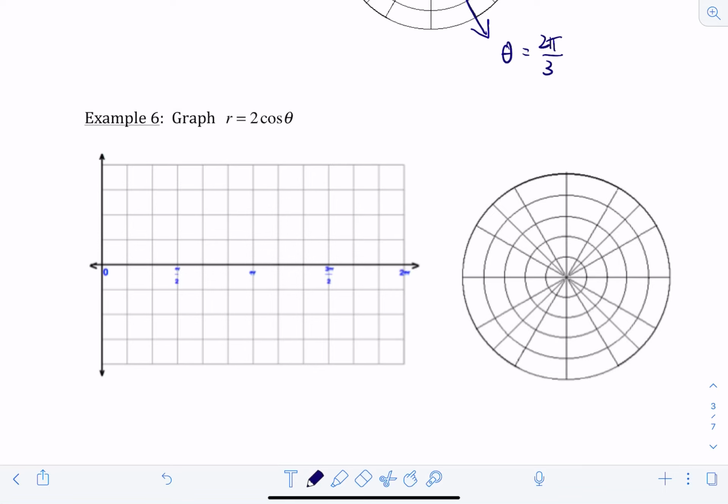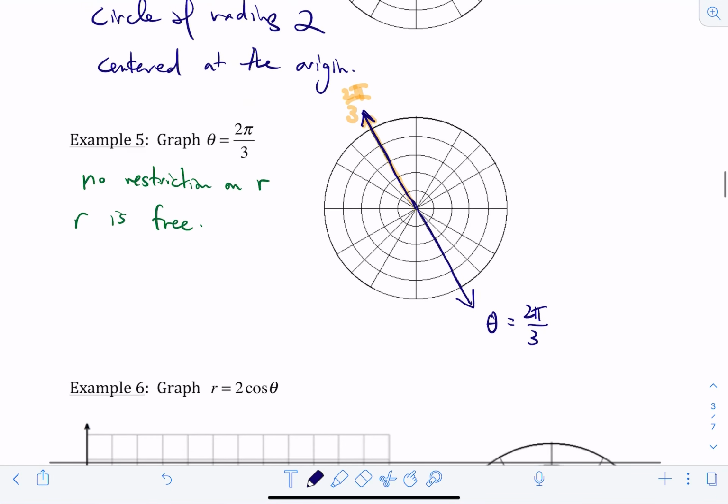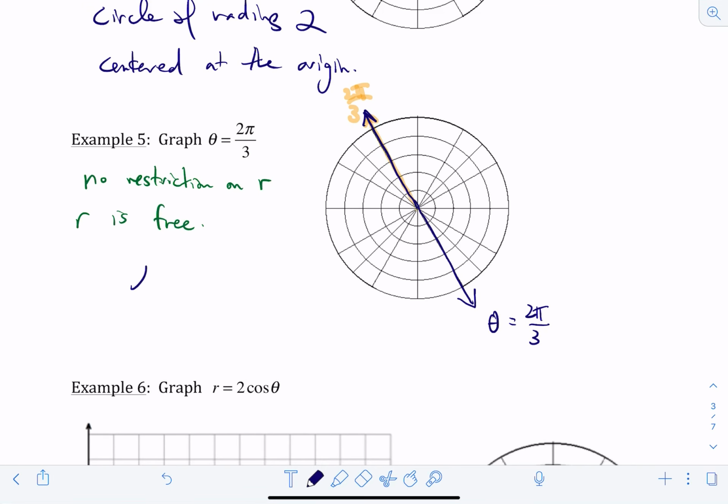Okay, so next we want to graph each of these things over here. You know what? I forgot to say that this was a line. So let me say this is a line up here, through the origin.